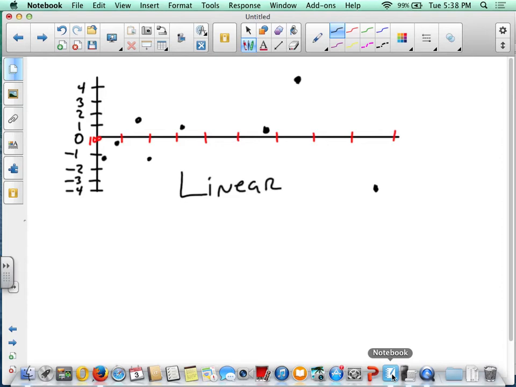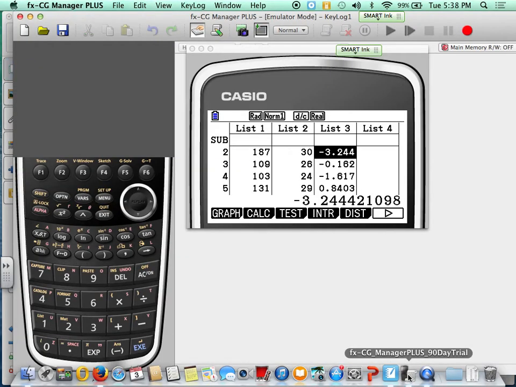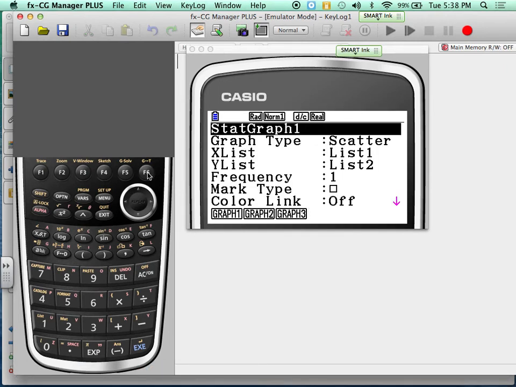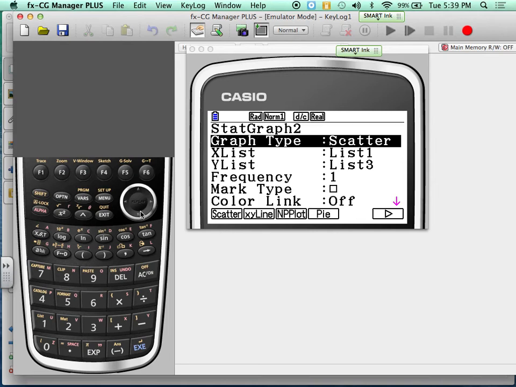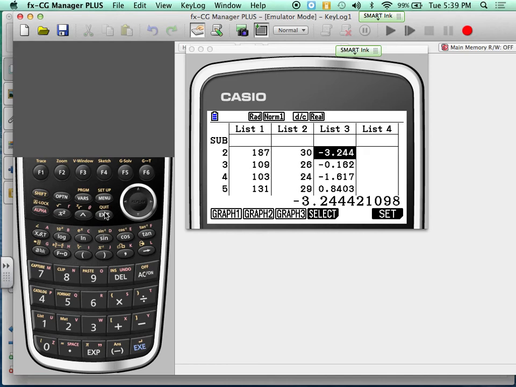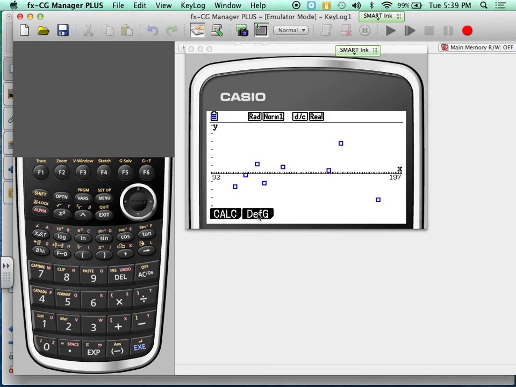Now, how would I do this on a calculator? Well, it's easy. From this method, you're going to hit F1, which is graph. You're going to set up your graph. Now, notice we're in stat graph 1. I want to hit F2 to set up stat graph 2. I want it to be between list 1 and list 3. So hit your list, type in 3, and now you have list 1 versus list 3. Exit out of there. Go ahead and hit graph 2, and there's your residual plot. And as you can tell, there is no pattern, therefore it is linear.